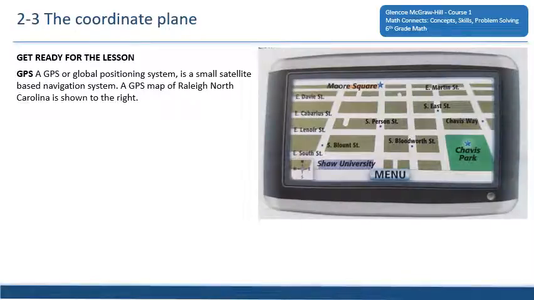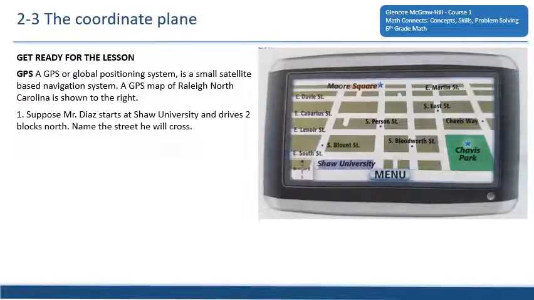A GPS, or Global Positioning System, is a small satellite-based navigation system. A GPS map of Raleigh, North Carolina is shown to the right. Suppose Mr. Diaz starts at Shaw University and drives 2 blocks north. Name the street he will cross. Shaw University is near the bottom left, and he is going to cross East Lenore, sorry.